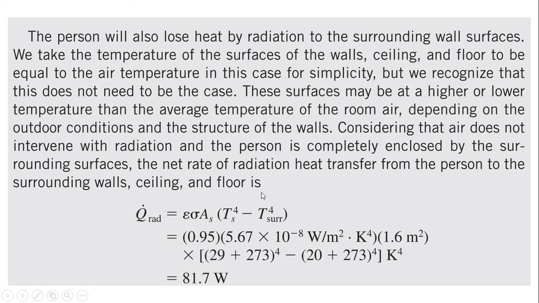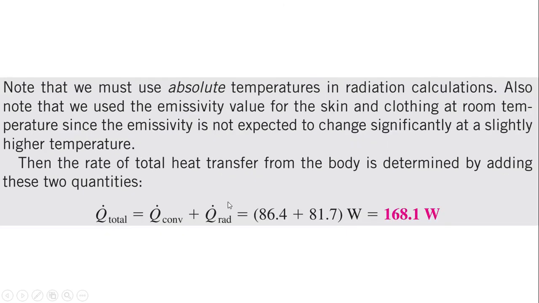In the question statement it was asked to determine the total rate of heat transfer. The total rate of heat transfer could be determined by adding the convection heat transfer rate and the radiation heat transfer rate. So the total rate of heat transfer from the body is determined by adding these two quantities, and that will be equivalent to 168.1 watts.